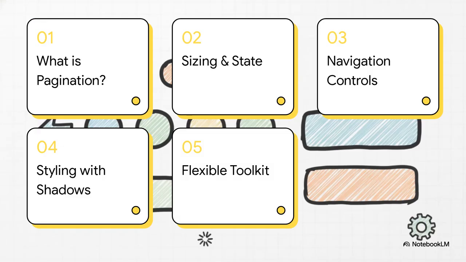So, here's the plan. We'll start with the basics, what pagination even is. Then we'll get our hands dirty looking at how to customize the component's size and its interactive state. After that, we'll check out some really cool navigation controls, add a little visual flair with shadows, and finally, we'll see how this all comes together into one super flexible toolkit.